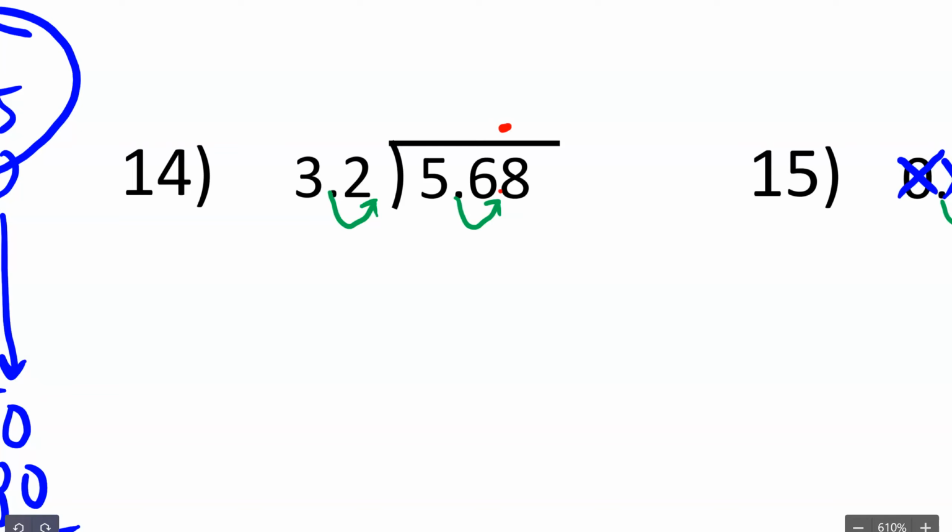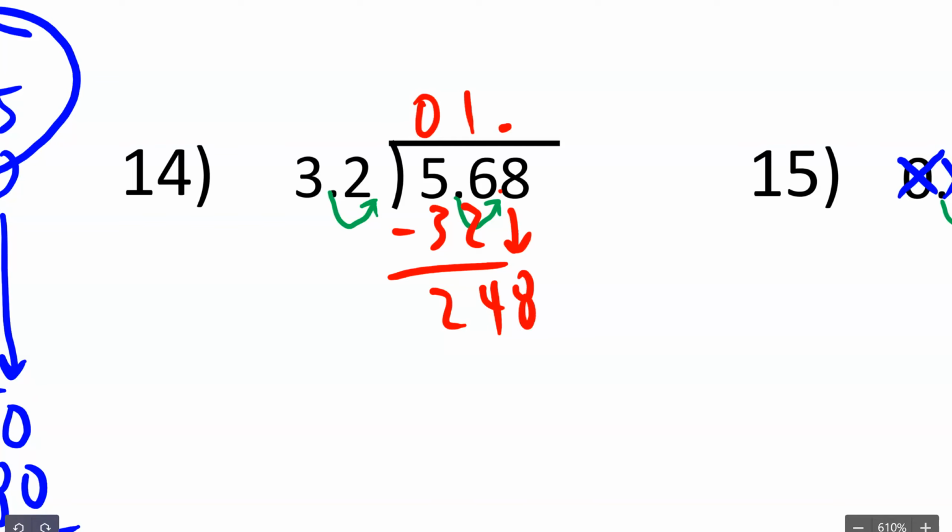All right, so how many 32s are in 5? 0. How many 32s are in 56? 1. Gives me a difference of 24. Bring down my 8. And so now I need to know how many 32s are in 248. And looks like 7, I think. So 7 times 2, 14. 7 times 3 is 21, 22. Yeah, that looks like that'll work. That gives me 4, 2.